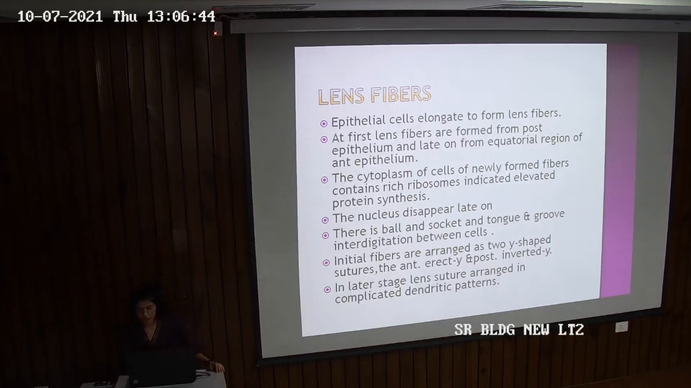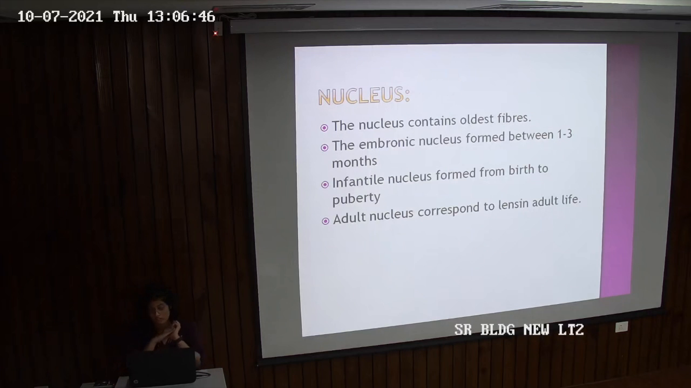Here I mentioned the last point. Nucleus: most important, the nucleus contains the oldest fibers, and the cortex is the newest. Again a question: the nucleus always contains the older fibers, and the newer ones formed are the cortex. The embryonic nucleus forms between 1 to 3 months. The infantile nucleus forms from birth to puberty. Then the adult nucleus, there are 4 types, corresponding to adult life.